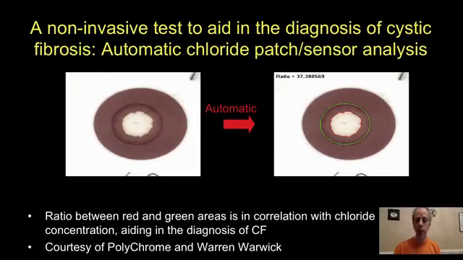Let's see another example. Here is another example in the area of cystic fibrosis. And without going into too many details, this is a patch that is basically put on the skin, and it measures the amount of sweat and the concentration of chloride in the sweat. And the basic idea, the challenge here, is to detect this curve and this curve and compute the ratio of the areas that are inside this curve and inside this curve.